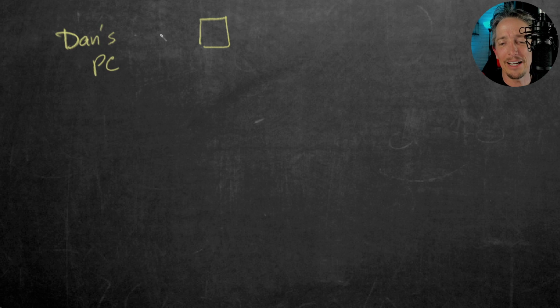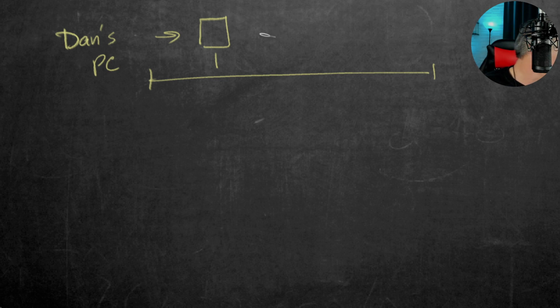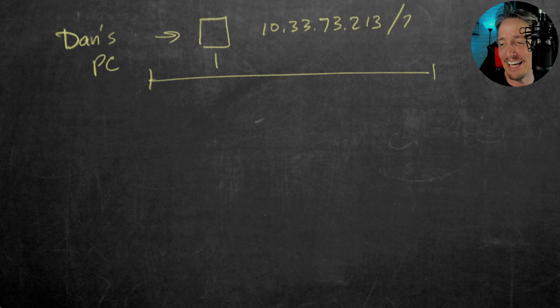We have a PC. This isn't just any PC. Let me bring up my face as well. This is Dan's PC, because this is his question. Dan's PC could represent a mobile device on a wireless network. It could represent a Linux box, a Kali Linux box, Ubuntu. It could represent an Apple computer. It could represent a PC. It could represent a printer, maybe even. Some device that's on a network that has this IP address courtesy of Dan, and that IP address is 10.33.73.213. Oh, I think I'm in love with this address with a /29.